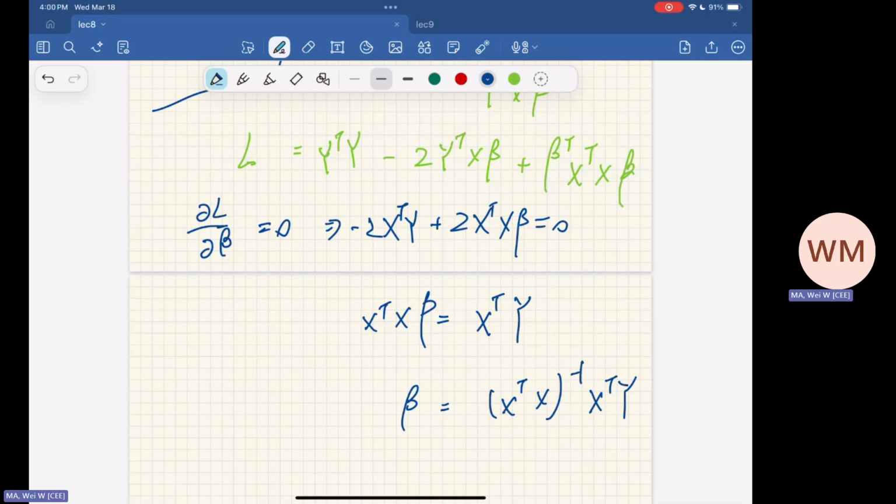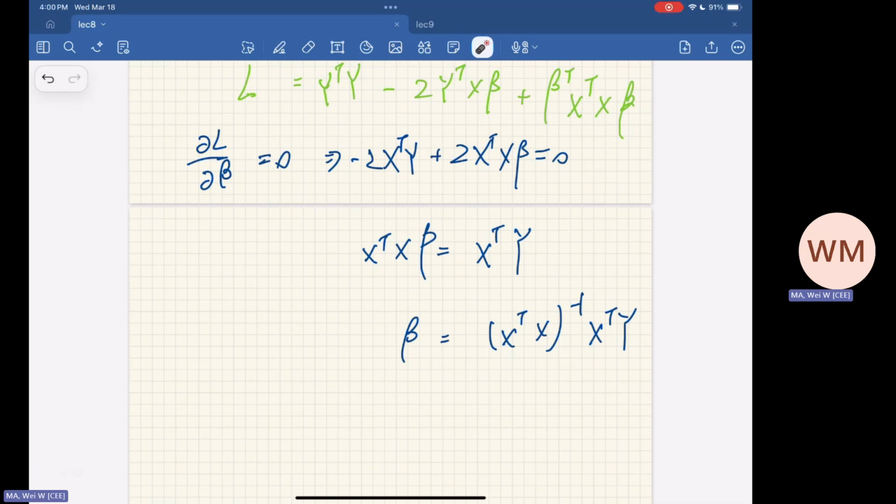Have you learned this from Professor Zhang? You know that there's a closed form for linear regression, right? That's how you derive the closed form of linear regression using matrix calculus. Here we assume that x transpose x is invertible, which may not be true. I think my direct derivation is kind of correct. I'm not sure, but later you can check.